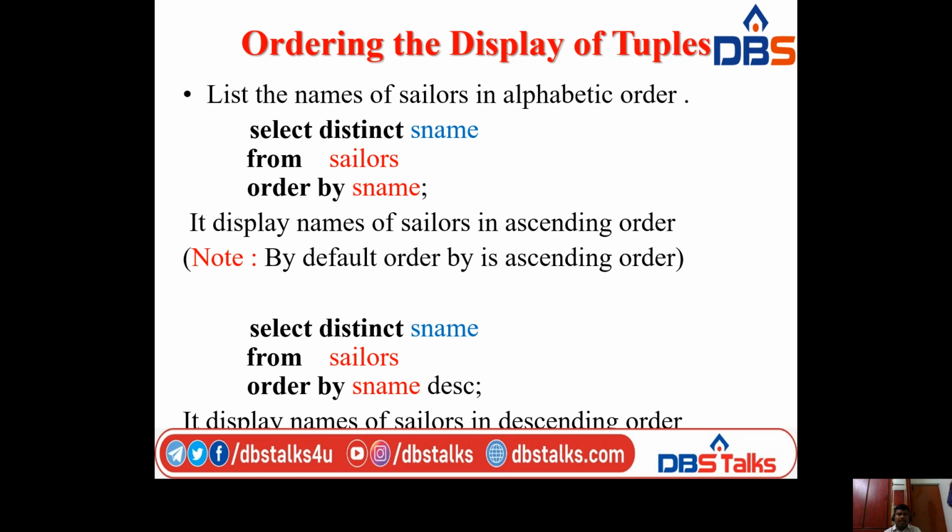Now coming to another one: select distinct S name from sailors order by S name DESC. For descending order, we have to specify the keyword DESC explicitly. Descending order of names is displayed by using the DESC keyword. Order by is another clause we are adding to select from where, and it is the last clause we give in the queries.